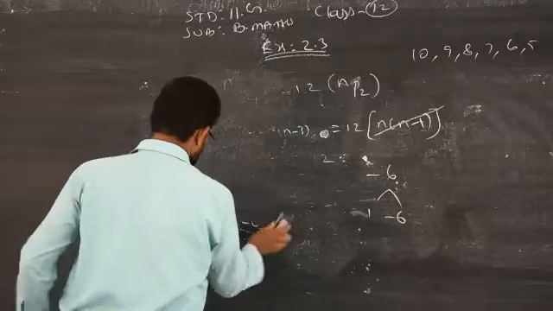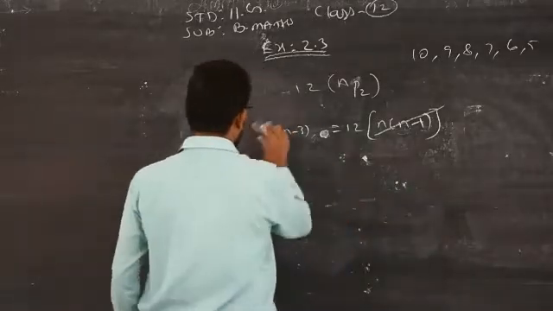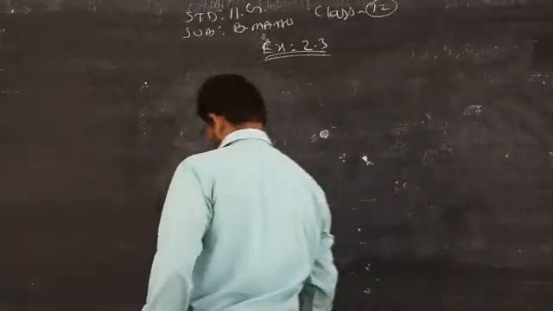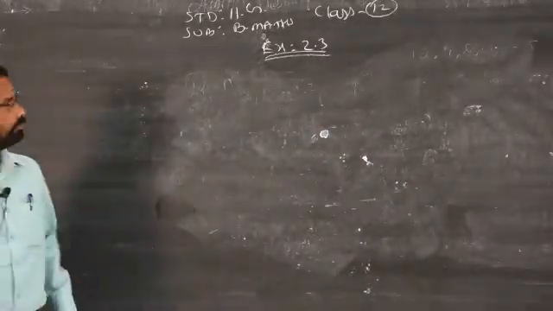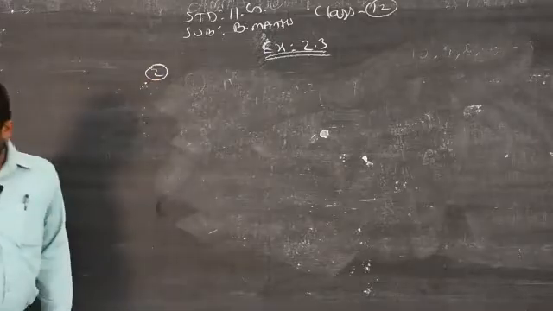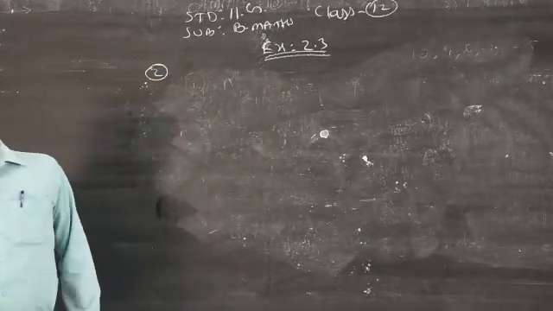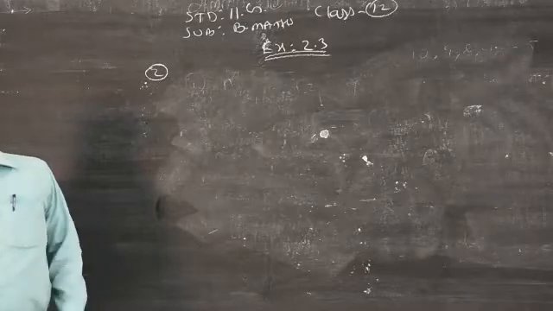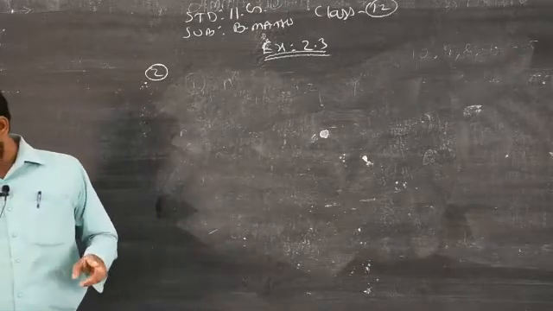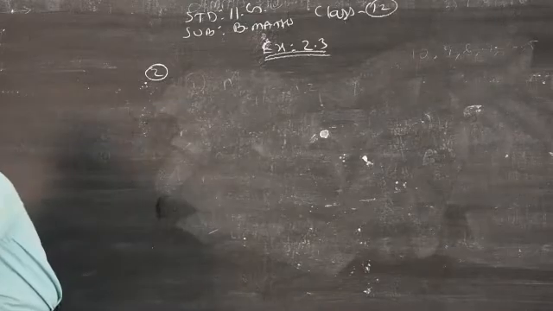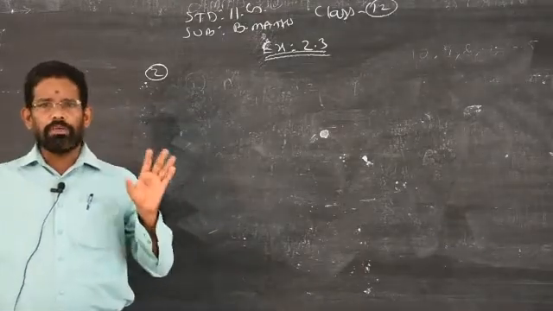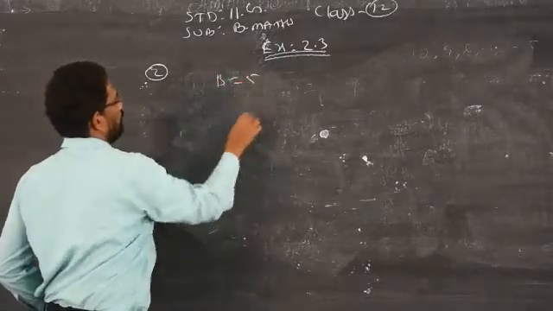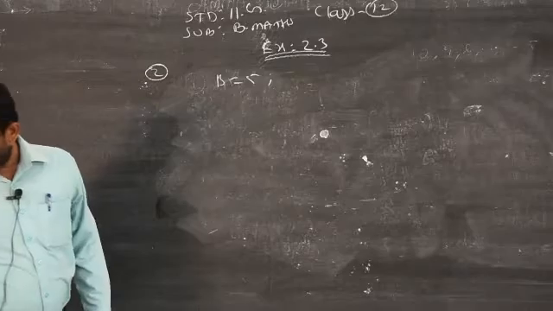Just now I said, that is the application of permutations. See the question number 2. In how many ways can 5 boys and 3 girls be seated in a row so that no 2 girls sit together?